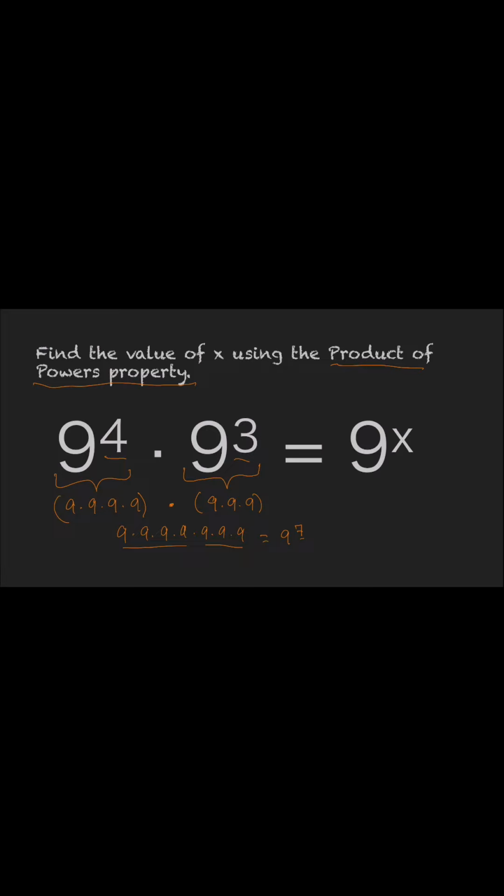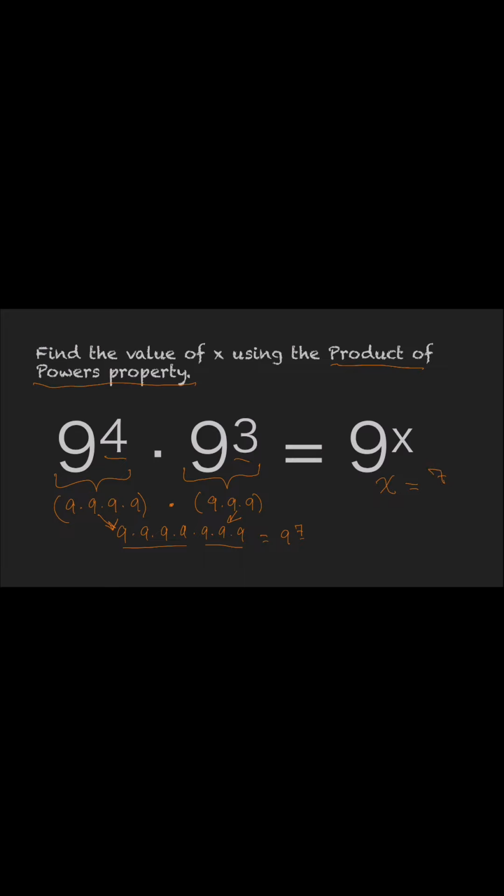And why is this? This is because we are just multiplying this 9 by itself 4 times, and then multiplying it by itself 3 times, which is equal to 9 times itself 7 times. So we can write here that the value of x is 7, so we don't forget.